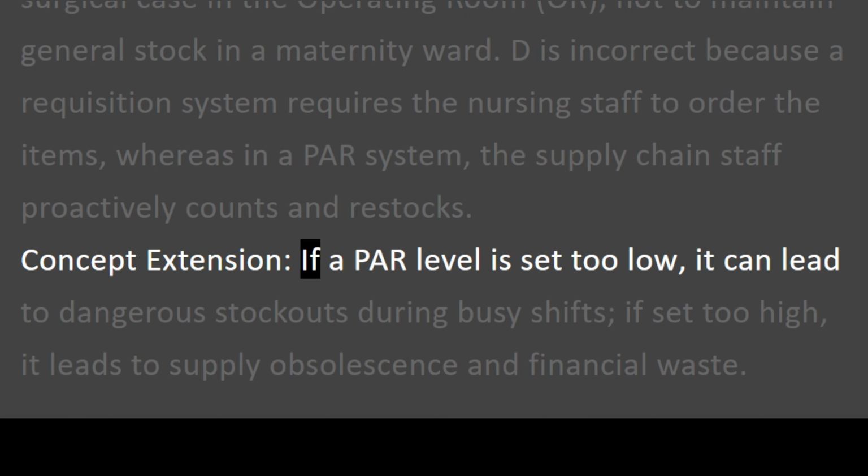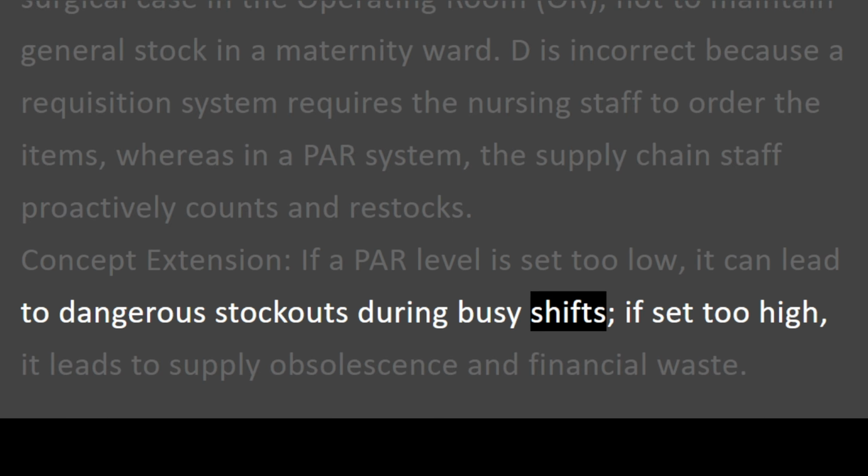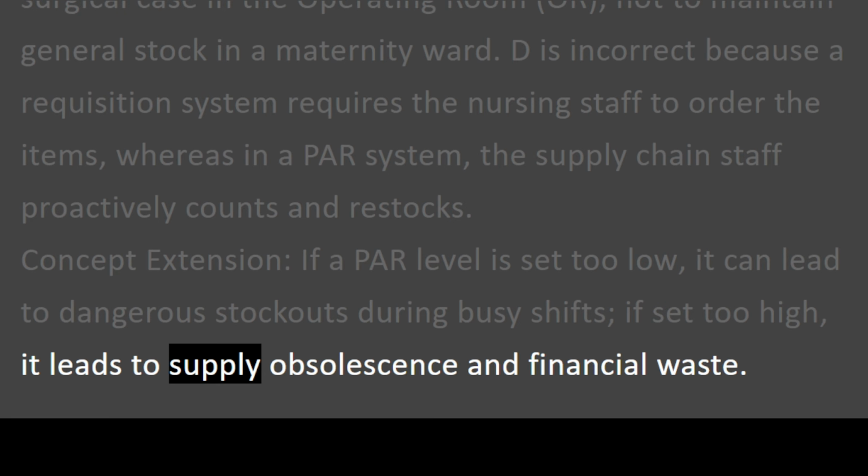Concept extension. If a PAR level is set too low, it can lead to dangerous stockouts during busy shifts. If set too high, it leads to supply obsolescence and financial waste.